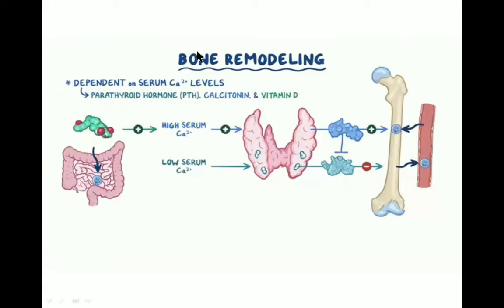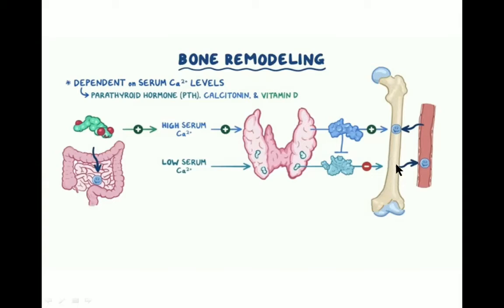Now this overall process of remodeling depends mainly on the serum calcium levels, and in turn the serum calcium levels are controlled by parathyroid hormone, calcitonin, and vitamin D. Whenever there is a low level of calcium in the blood, low serum calcium, this will stimulate the parathyroid gland to release parathyroid hormone. This parathyroid hormone then stimulates bone resorption.